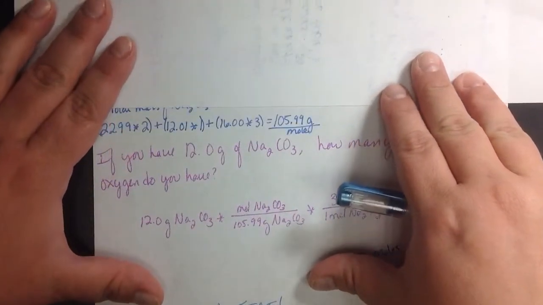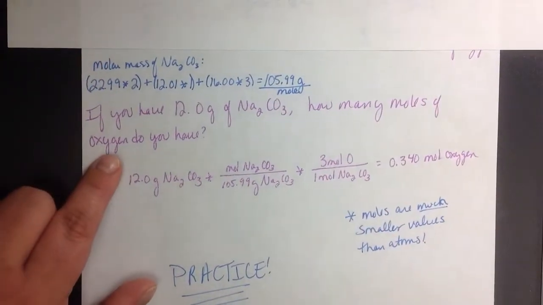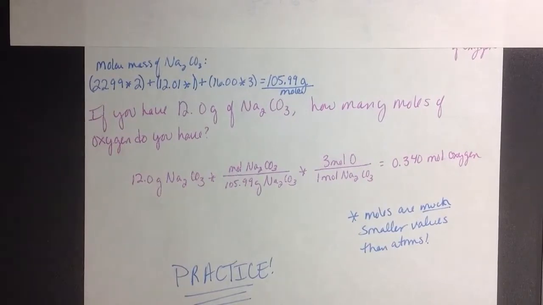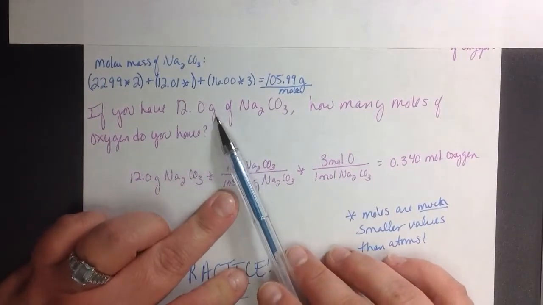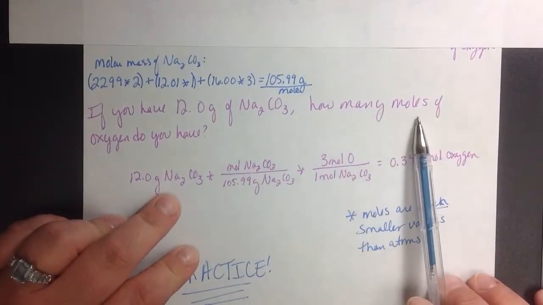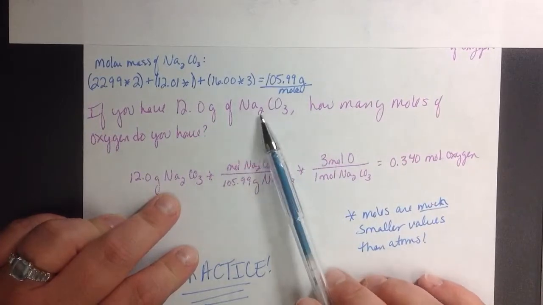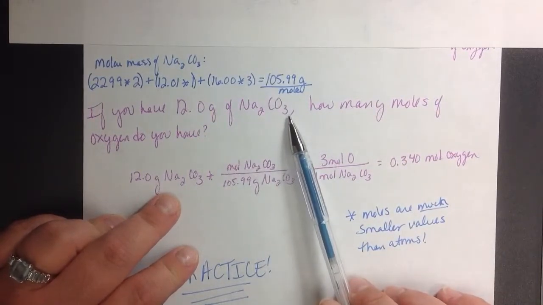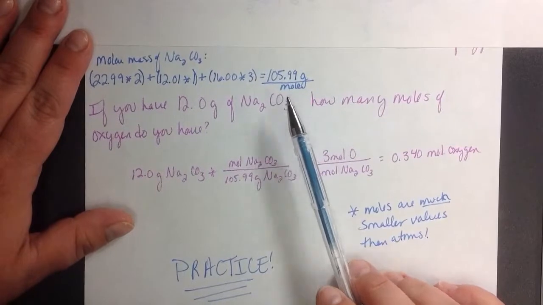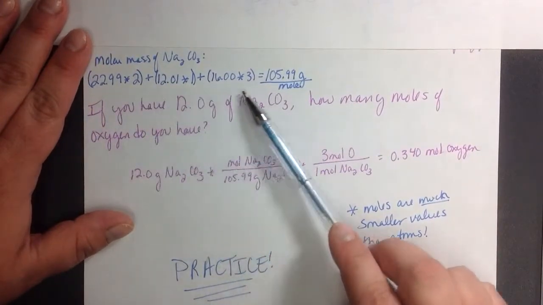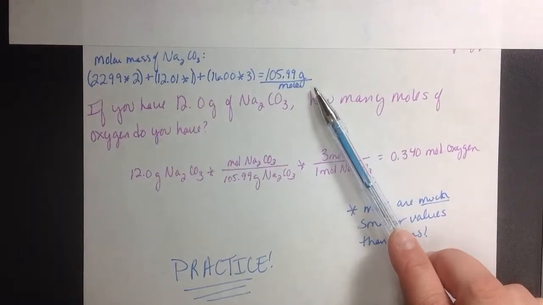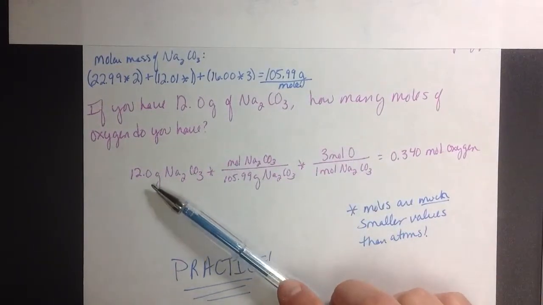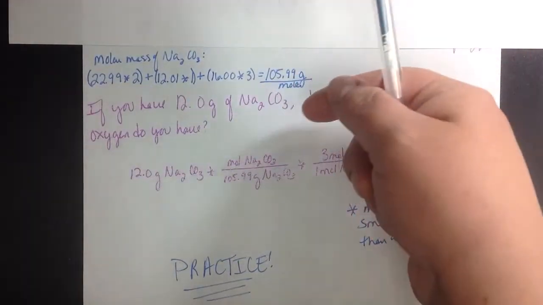Let's say, I'm going to go with the pink here. If you have 12 grams of Na2CO3, how many moles of oxygen do you have? Well, okay, whenever you have a gram and you need to go to moles, you've got to figure out the molar mass of this guy. Okay, so that's the first thing that I did. I figured out the molar mass. That's 105.99 grams per mole.